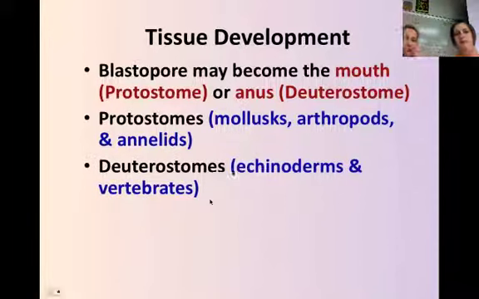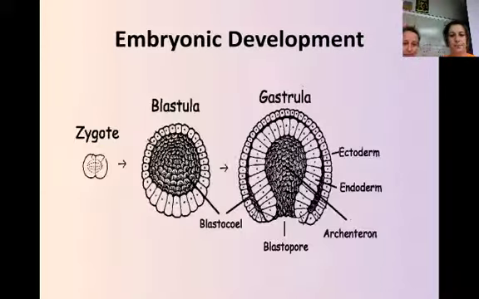All right, blastopores may become the mouth or the anus. The mouth is called the protostome. If it becomes the anus, it's called deuterostome. In mollusks, arthropods, and annelids, it becomes the protostome, which is the mouth. And in echinoderms and vertebrates, it becomes the anus, which is deuterostome.